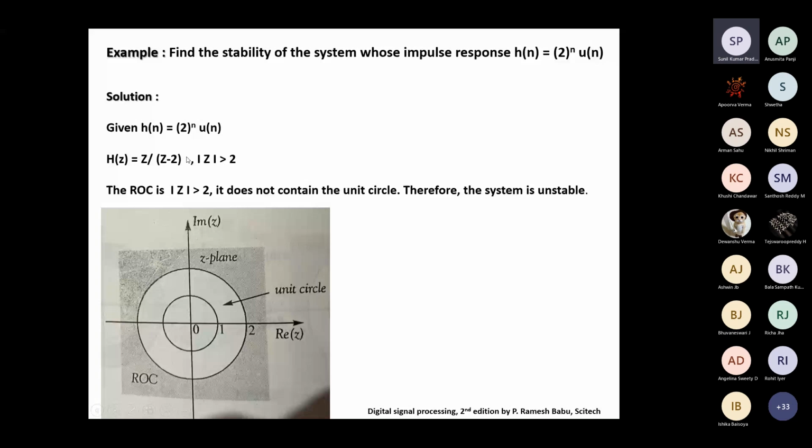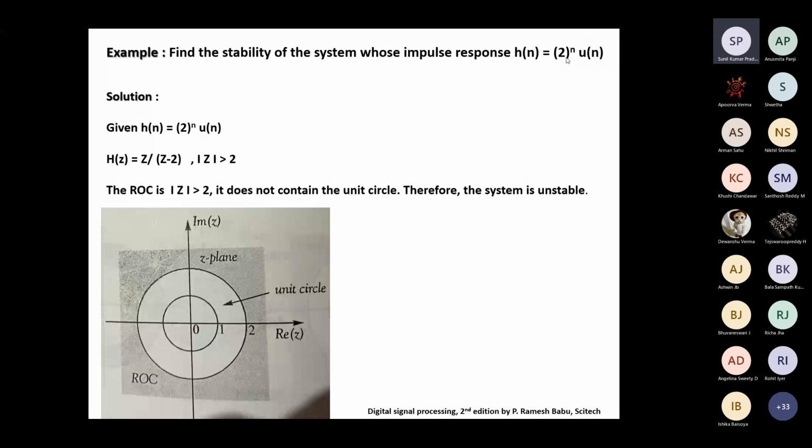But in this region of convergence, does it contain the unit circle? No, it's not containing the unit circle, right? Your region of convergence is outside of the circle of radius 2, but it does not contain the unit circle. This region is not containing it. So that means this system is unstable. I hope all of you can understand why it is an unstable system. It's unstable because the region of convergence of the Z transform that we get here does not contain the unit circle. That is why it is an unstable system.